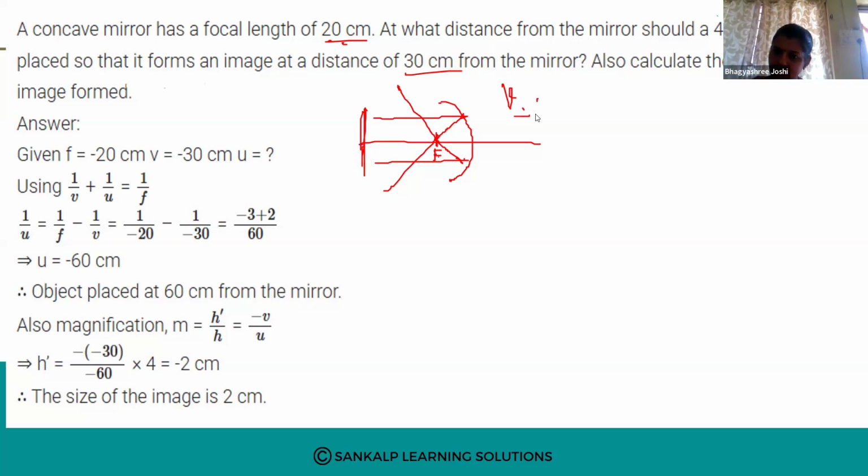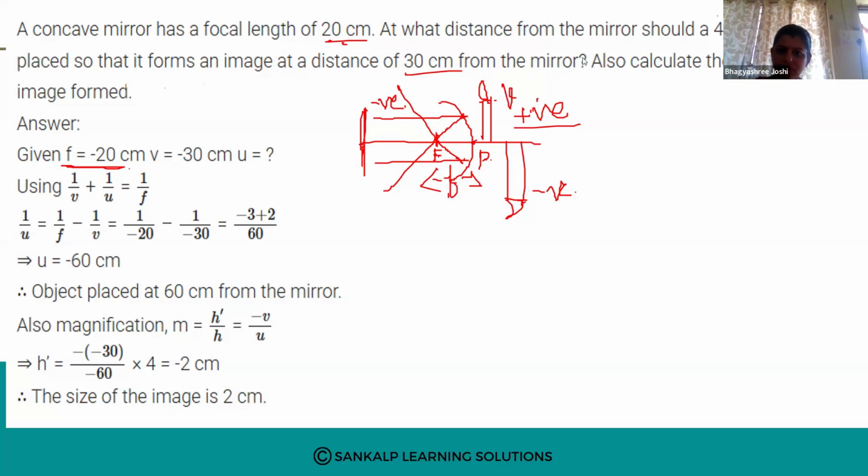So here this is positive. If the image is formed on the right side, it is positive, and the left is negative. If the image is upward then it is positive, and if the image is downward then it is negative. Downward is negative, upward is positive, right-hand side is positive and left-hand side is negative. Now here, the focal length: this is P and this is F. The distance between P and F is the small f, the focal length. F is negative here, so minus 20 centimeter.